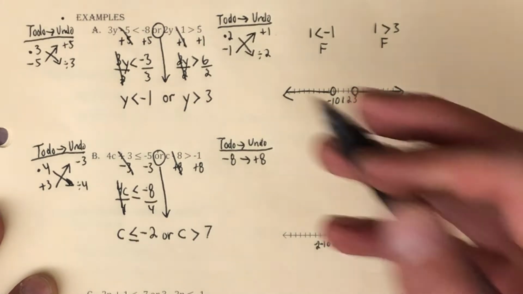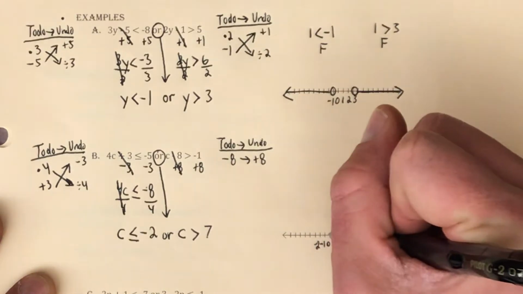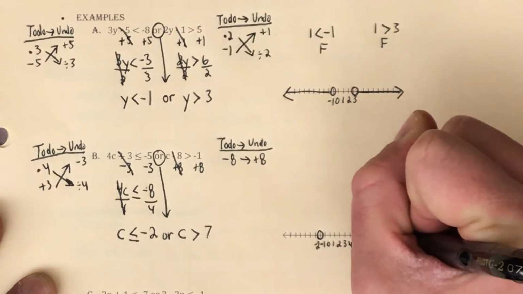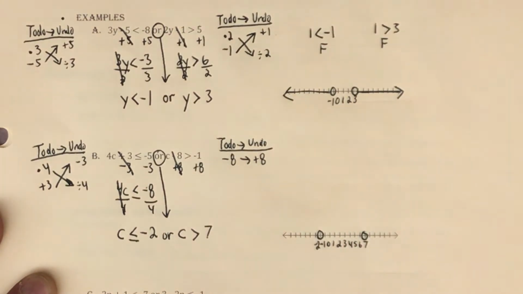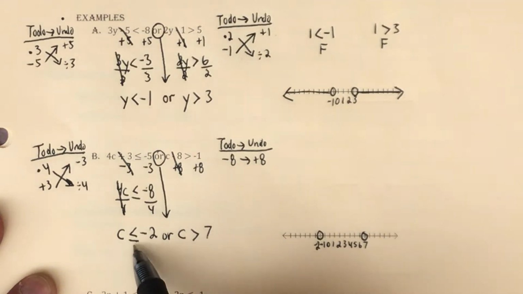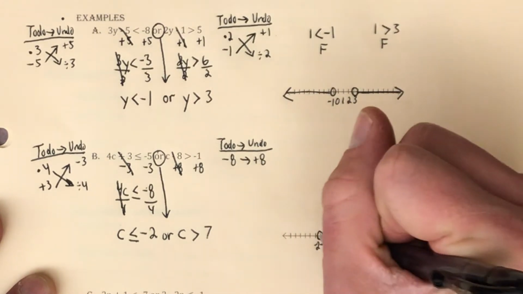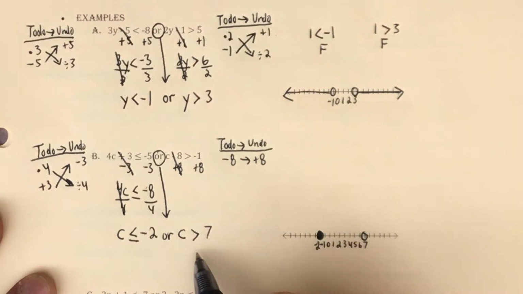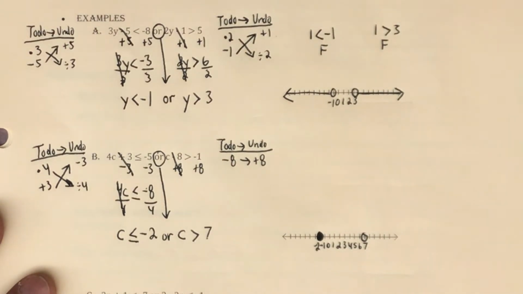So again, start with circles at both numbers. So a circle at negative 2 and a circle at 7. Then I need to decide, are either of them filled in? Well, negative 2 does have a portion of an equals sign with its inequality symbol, so it is filled in. 7 does not have a portion of an equals sign with its inequality symbol, so it is not filled in. Then I want to choose a number in between these two circles and see if it makes either one of the inequalities true or both.